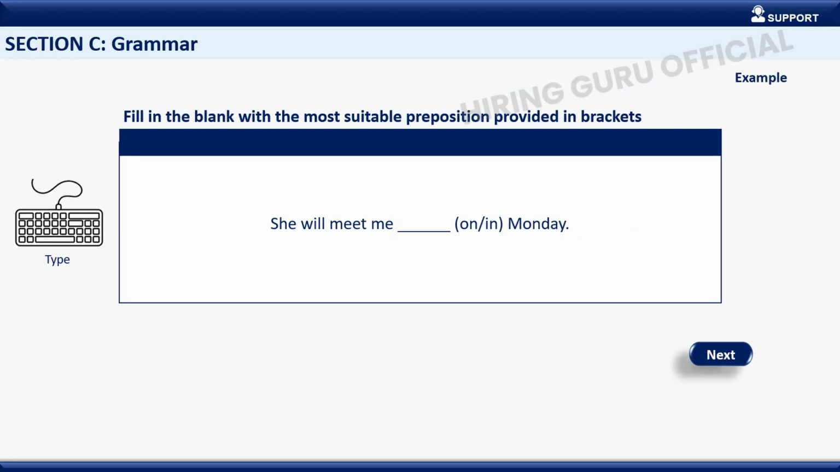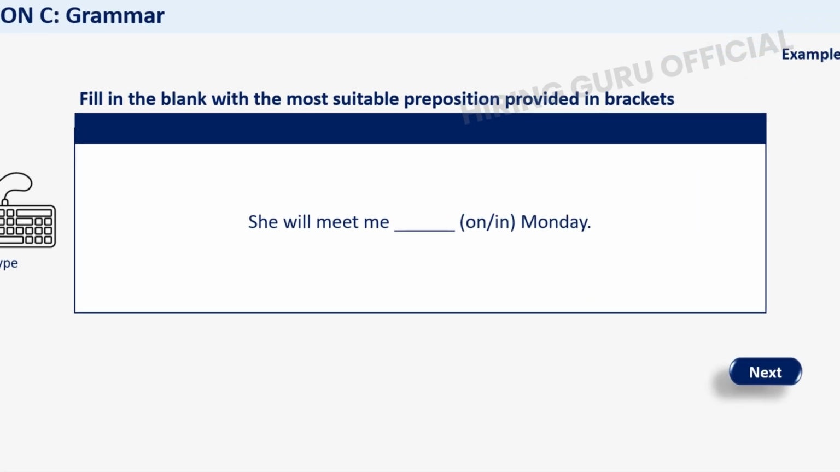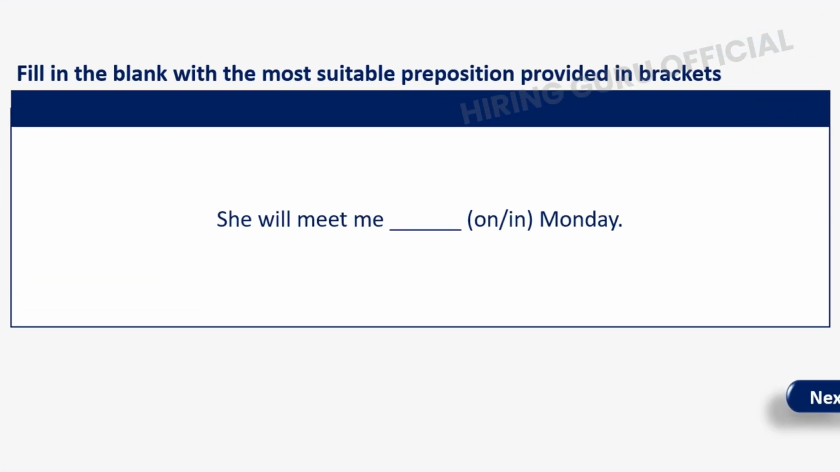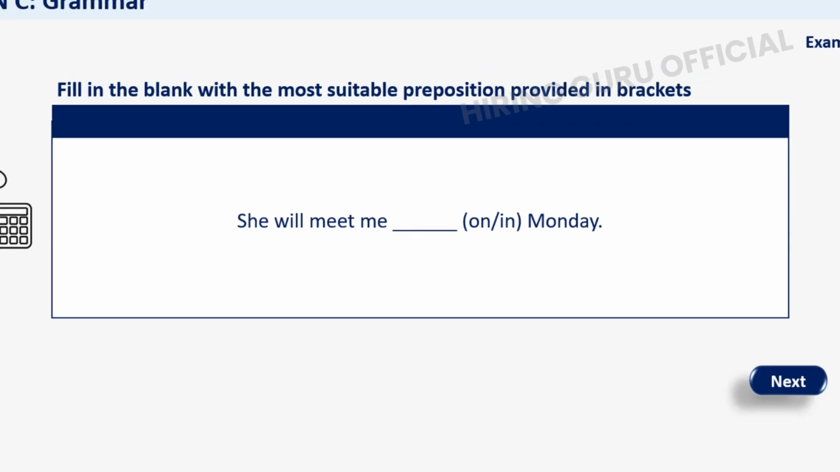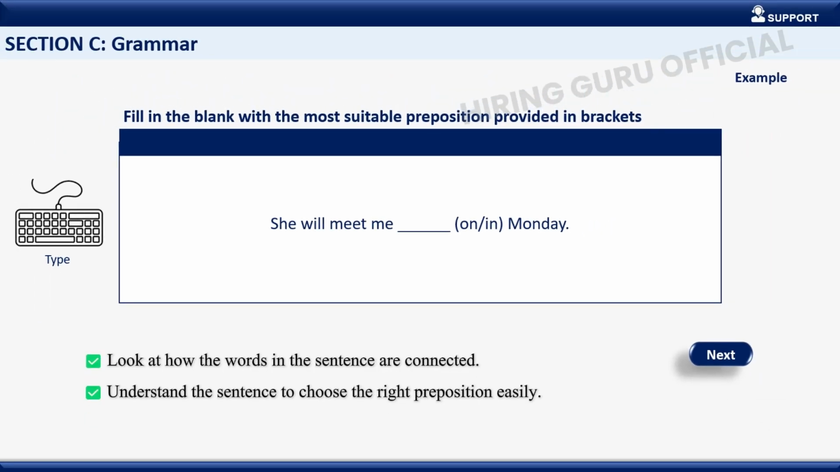Let me explain this through an example. The question reads as, she will meet me dash Monday. As I said earlier, the first step is to understand the relation or connection between the words. Here we are talking about a specific time, a day of the week, which is Monday.